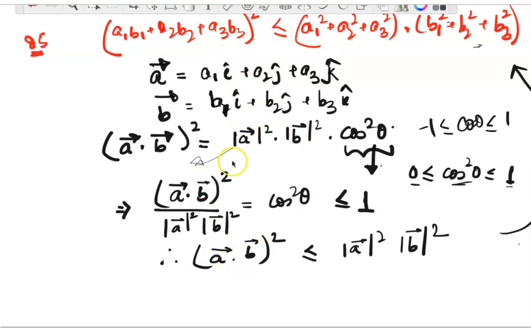Right? So we have seen 5 different applications of dot product. Now we will move to new concepts, which is a vector product.